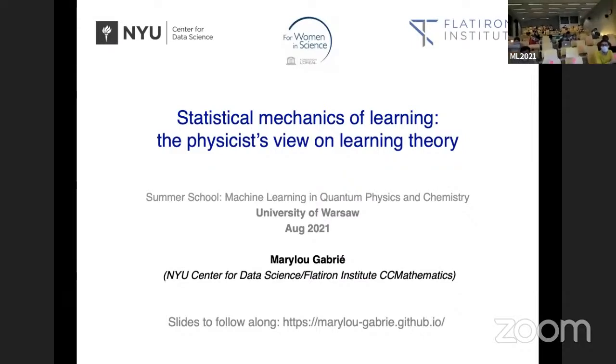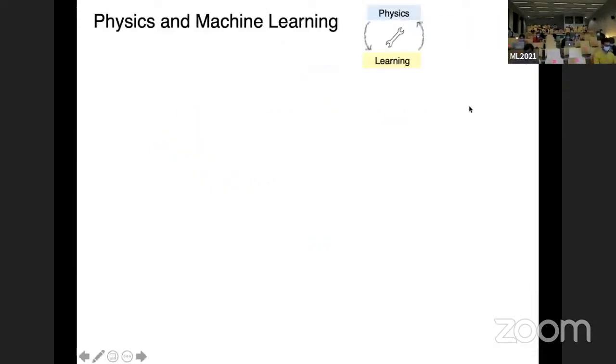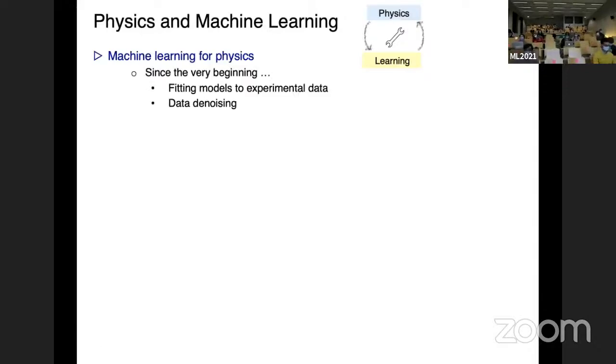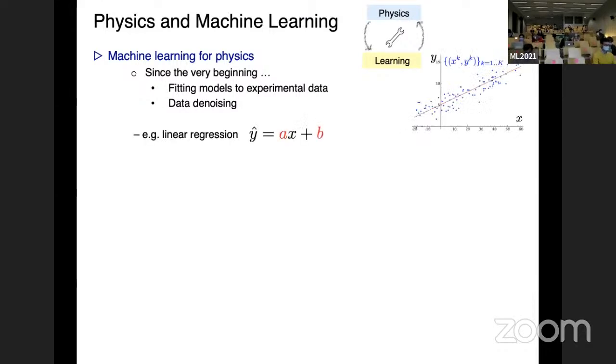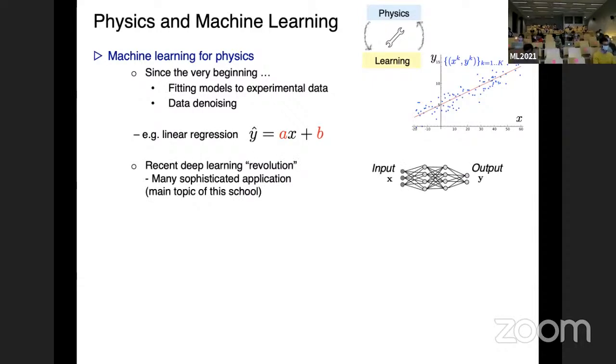So why am I saying that this is a bit of an adjacent topic compared to what's been taught in this school? If you think of the ways physics and machine learning are connected, of course, we are using machine learning to do physics. And it's been the case since the very beginning. You can think of even doing a linear regression as doing some kind of machine learning, or any methods of data denoising. And of course, this connection has been strengthened and has flourished with the recent developments of deep learning that really revolutionized what we are able to do with machine learning. And there are many sophisticated applications, as you saw already in this school.